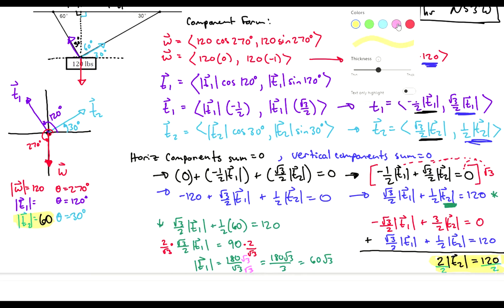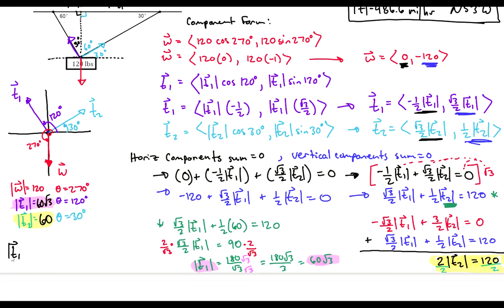Let's highlight it in a different color. Let's do pink. So we used that equation to get our T1, 60 radical 3, and I just put it back in the table. Officially we should probably put the units on it. These would be in pounds since the weight was in pounds. So the magnitude of tension 1 is 60 radical 3 pounds. The magnitude of tension 2 is 60 pounds. There we go. So we found what they wanted.